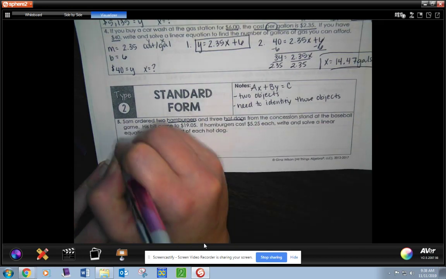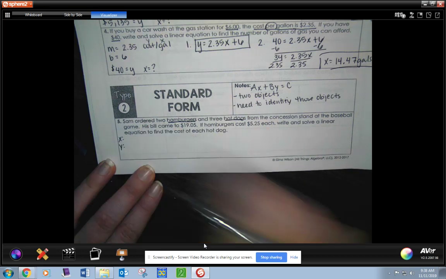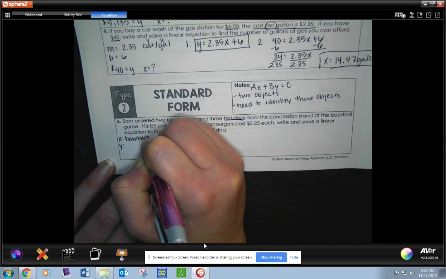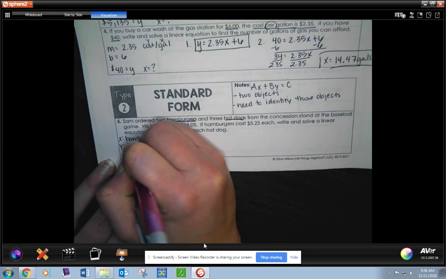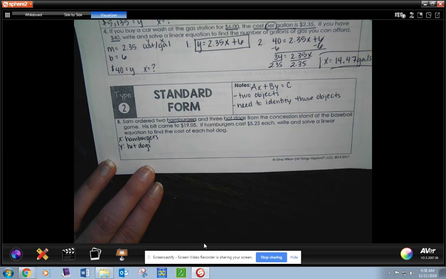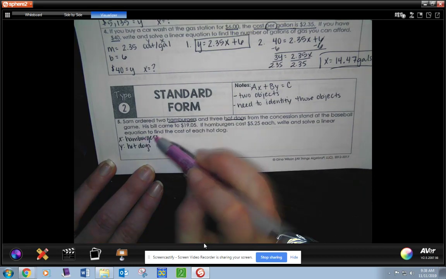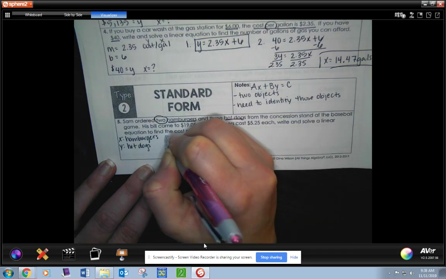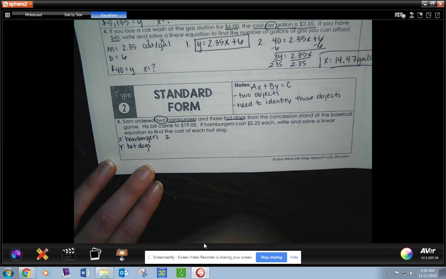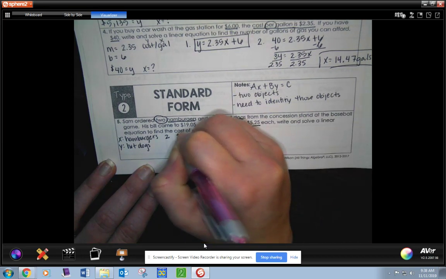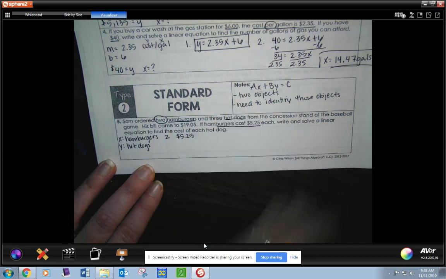So I'm going to come over here and I'm going to put X and I'm going to put Y. I'm going to call X my hamburgers and Y my hot dogs. Now that I know those are the two things I'm talking about, I'm going to go back to the problem and find everything I can about hamburgers. And I'm going to circle it. I know there are 2 hamburgers. And I know that hamburgers cost $5.25. Okay, that's all they gave me about hamburgers.